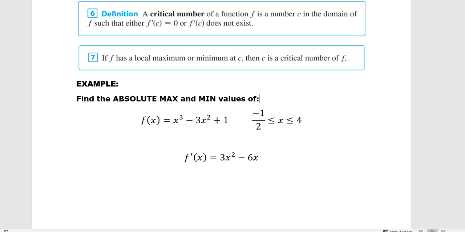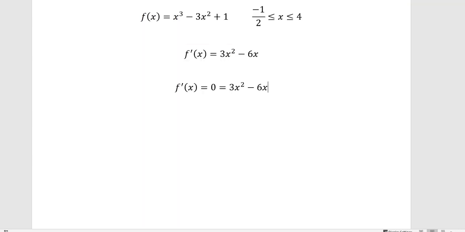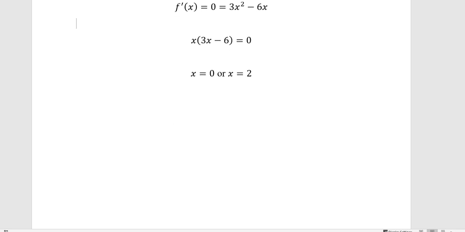The first thing I do is take the derivative of f of x. When I take its derivative, I get 3x squared minus 6x. Then I set the derivative equal to 0. So 0 equals 3x squared minus 6x. I factored out the x, so that means x is equal to 0 or x is equal to 2.